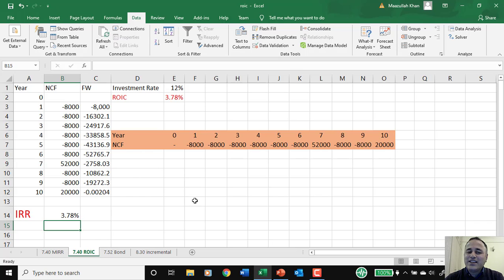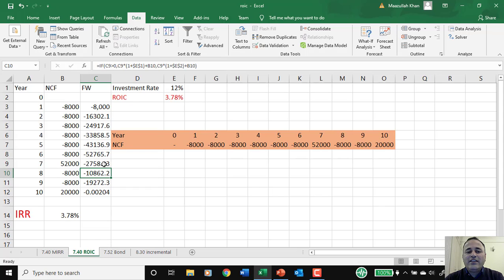Now the question says, why is it so? The reason is, since these cumulative FWs, which is this column, do not change any sign. As you can see, everything is negative. If everything is negative, it means that I'm using ROIC all the time. So that's why my ROIC and IRR are exactly the same.